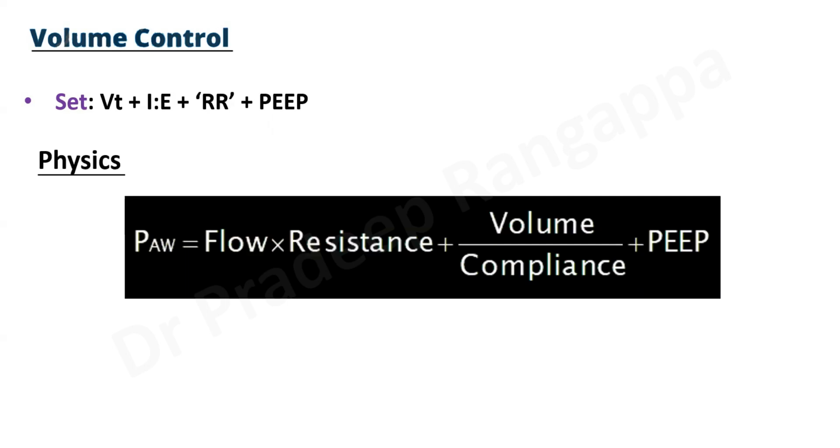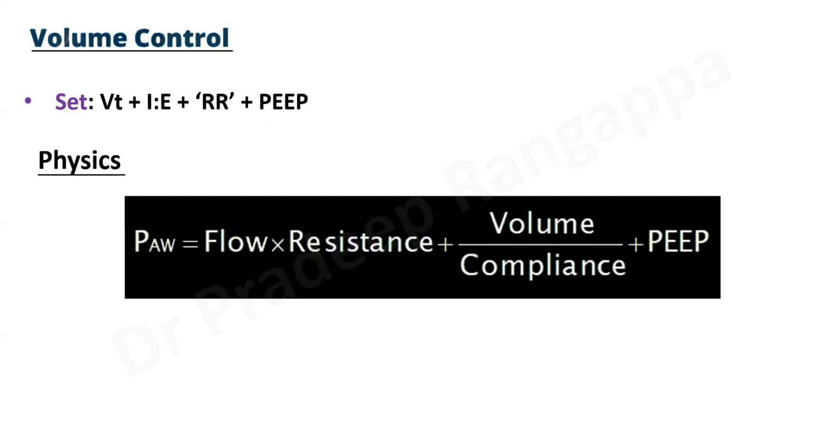As I already mentioned two times, these are the parameters we would be setting. We would set a tidal volume, and we spoke about the inspiratory expiratory ratio. We set the rate, and because it's a controlled ventilation, whatever rate is set, that amount of controlled breaths and assist breaths are given, and you set the PEEP. So these are the four basic things that you would set.